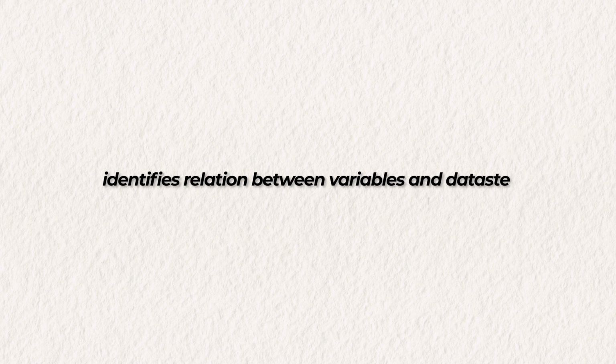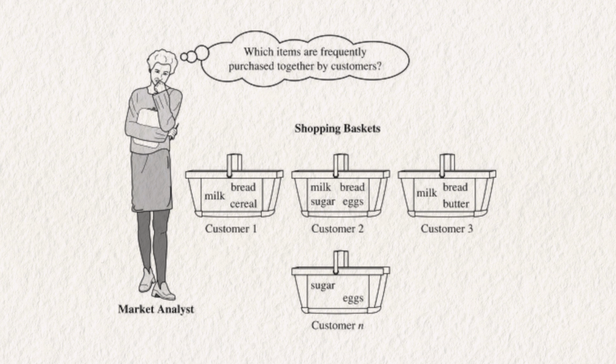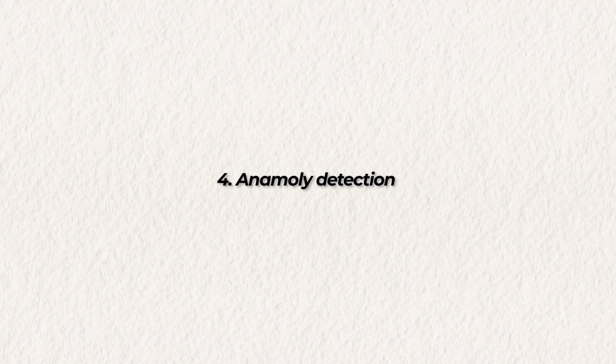3. Association rule learning. This technique identifies relationships between variables in a dataset. It's commonly used for market basket analysis, where the goal is to discover which items are frequently bought together. 4. Anomaly detection. Anomaly detection focuses on identifying data points that deviate significantly from the norm. These anomalies could indicate errors, fraud, or rare events.